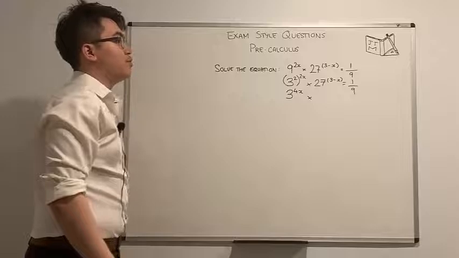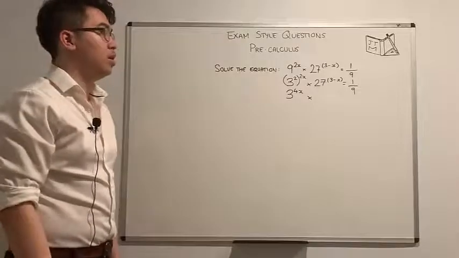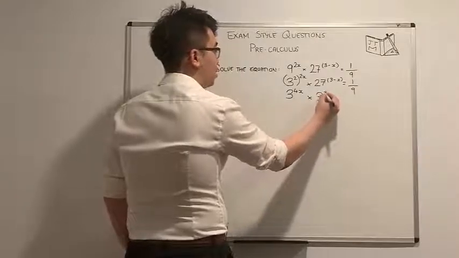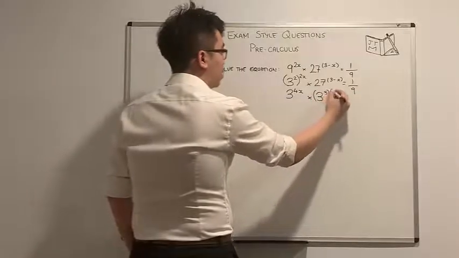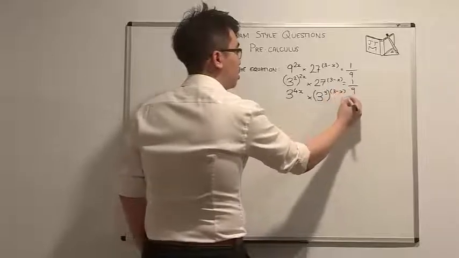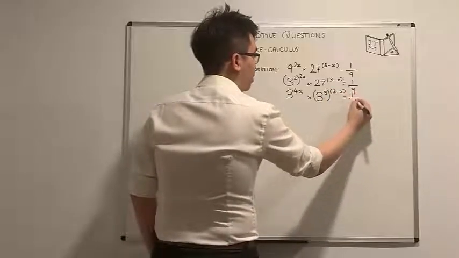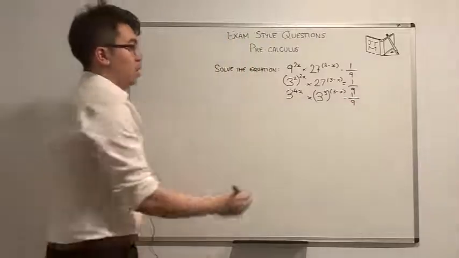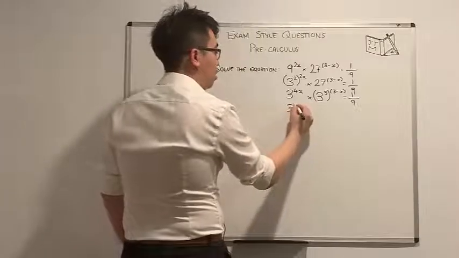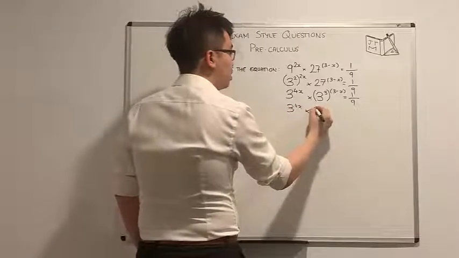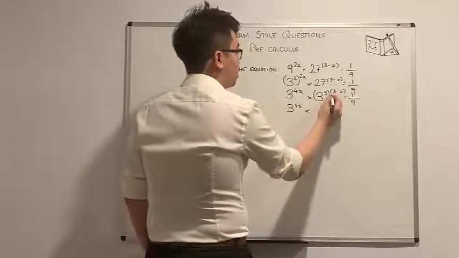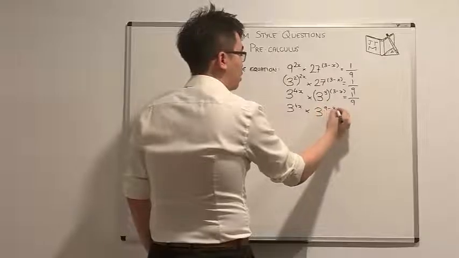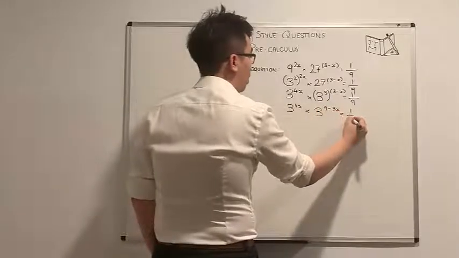Now next we're going to try and convert 27 into a power of 3, or into a base 3. 27 is 3 cubed, and we write this the way it was. And again, for sake of simplicity, I'm going to keep the 1 over 9 the way it is for now. Now 3 cubed multiplied by this would be 9 minus 3x equals 1 over 9.